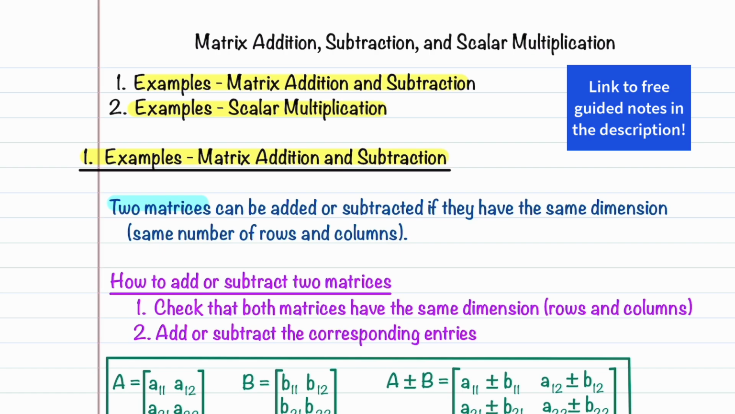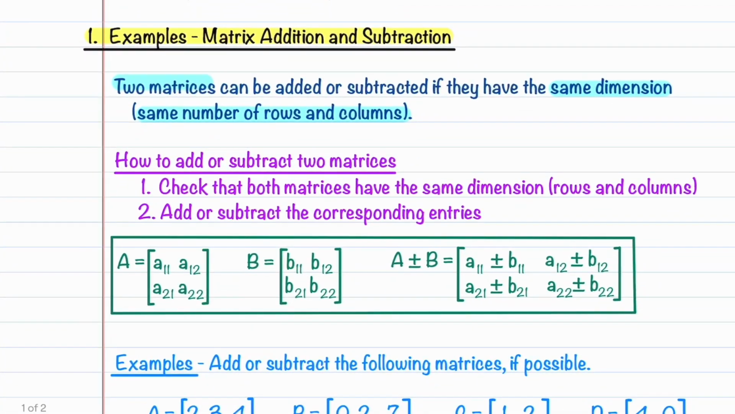Two matrices can be added or subtracted if they have the same dimension. That means they need to have the same number of rows and the same number of columns. I've written down two steps that we can follow when we add or subtract matrices. The first step is to check that both matrices have the same dimension. And then the second step is to just add or subtract the corresponding entries. I've written down a formula so that you can better understand this.